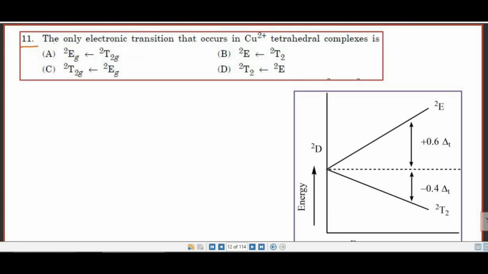Question number 11. The only electronic transition that occurs in copper tetrahedral complex is. You take a copper tetrahedral complex Cu(NH3)4 2 plus. Here this copper Cu2 plus shows d9 configuration.